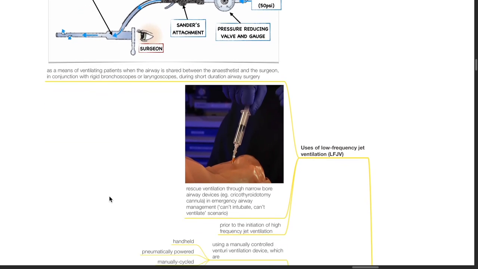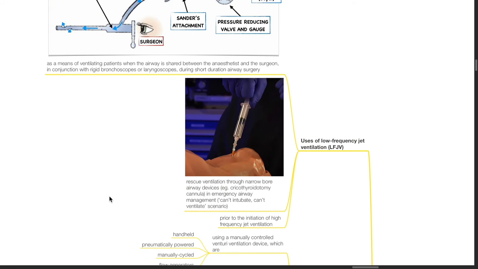They are also used during rescue ventilation through a narrow-bore airway device such as a cricothyroidotomy cannula in emergency airway management such as a can't intubate, can't ventilate scenario. Low-frequency jet ventilation is also used prior to the initiation of high-frequency jet ventilation.